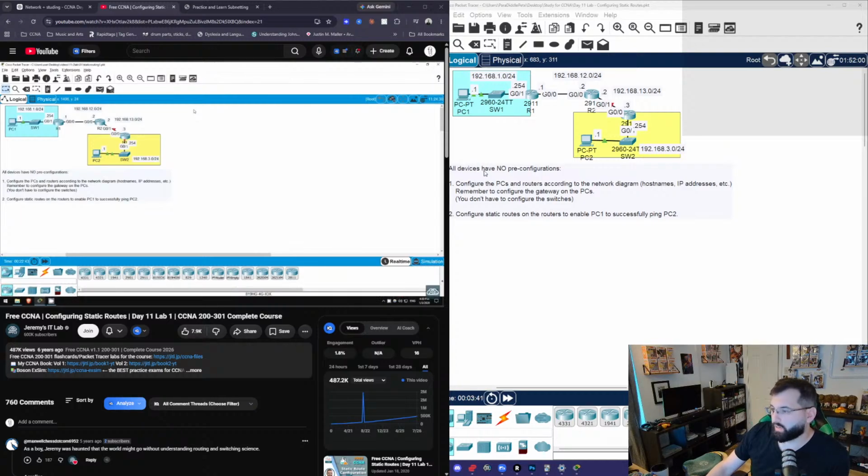So let's see here. All devices have no pre-configurations. Configure the PCs and routers according to the network diagram, host names, IP addresses, etc. Remember to configure the gateway on the PCs. You do not have to configure the switches. Okay. Starting to understand. All right, here we go.